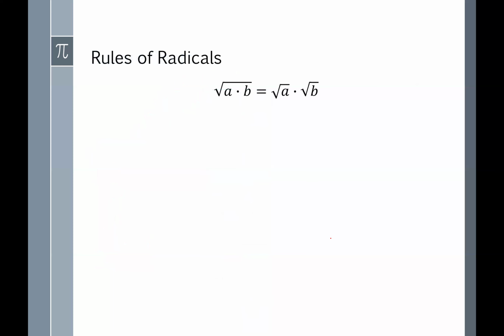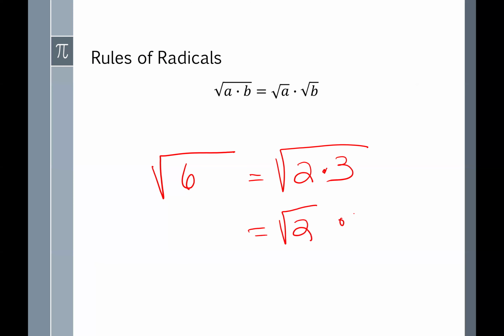Now, by the laws of exponents, if I have the square root of a product of 2 numbers, I can write that as the product of the 2 square roots. So I don't know why you'd want to do this, but you could. The square root of 6 is the square root of 2 times 3, which is the square root of 2 times the square root of 3. They're all the same value.